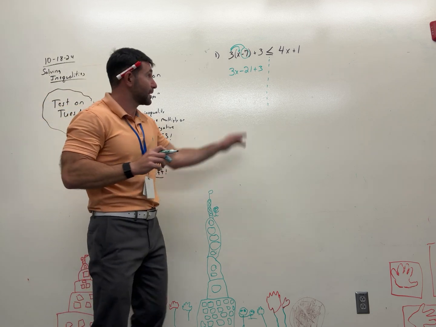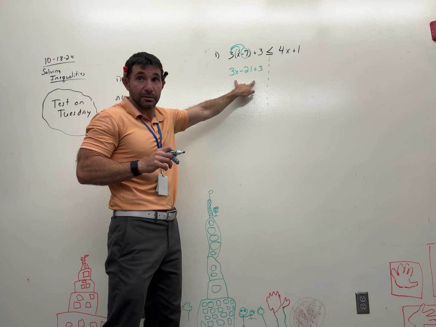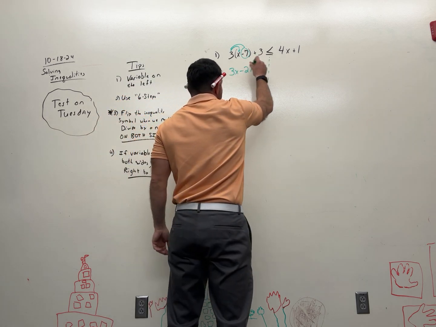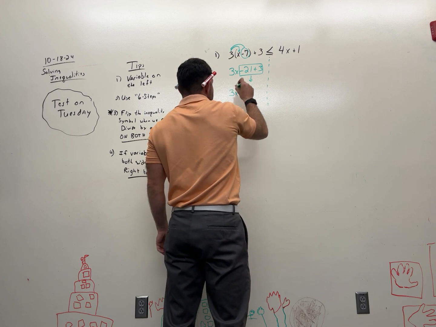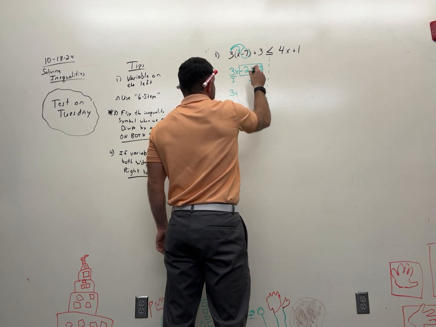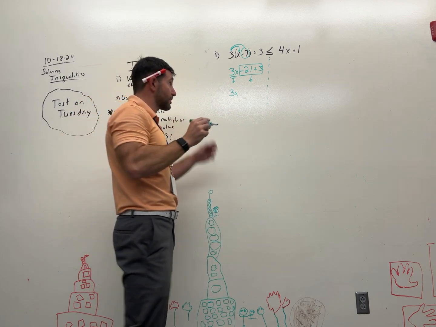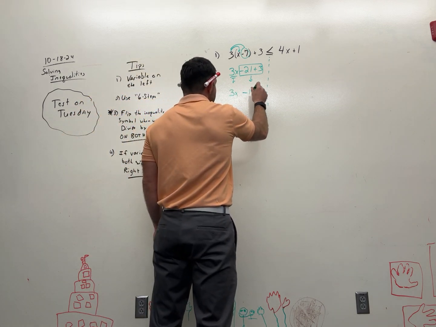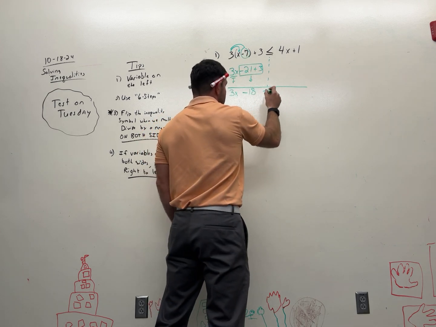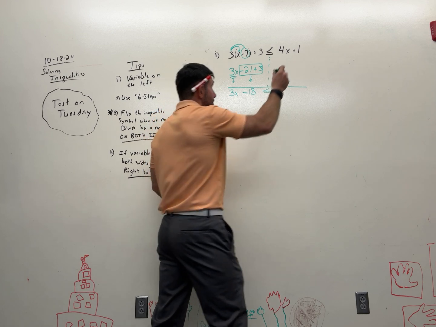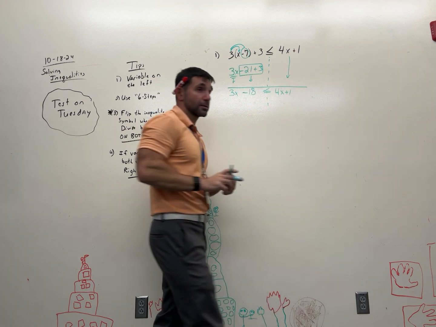Do we have like terms on this side? Yes. What are they? -21 and 3. So 3x comes down, and -21 plus 3, it's the same side, so we just plug it into the calculator. That gives me -18, is less than or equal to. And this all comes straight down, 4x plus 1.